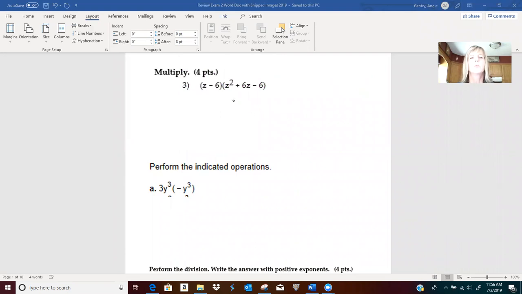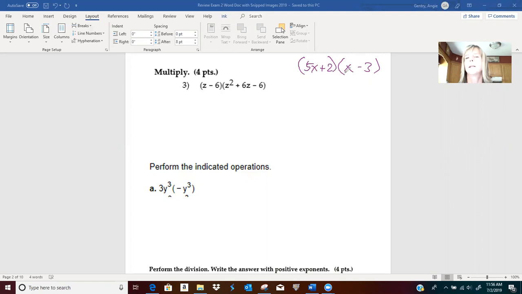So on number 3, it says multiply. Yes, our exam online is very similar to the exam review. However, you're going to multiply some polynomials, and you might be given a binomial and a binomial. If you have a 5x plus 2 and an x minus 3, for example, then you would FOIL that: first, outer, inner, last.